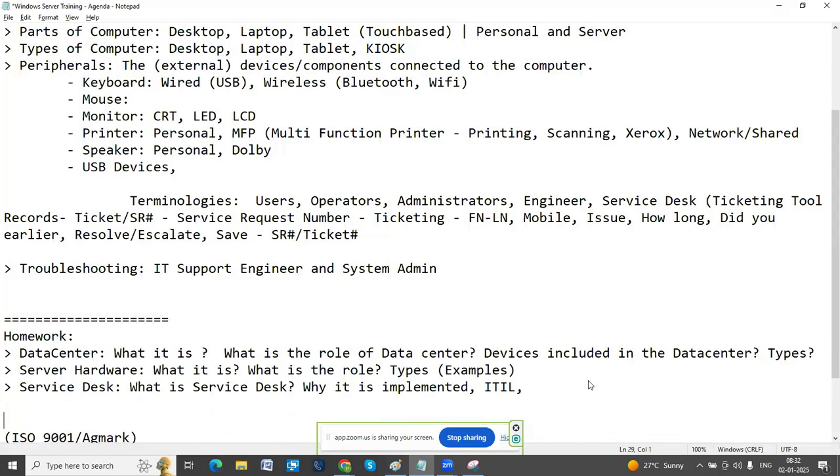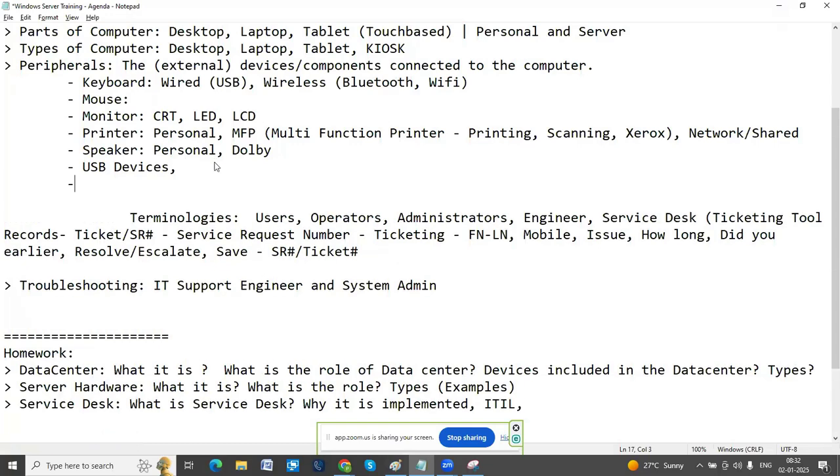So as of now, we have discussed parts of a computer, types of computers, and peripherals. Peripherals keep being added, it keeps on continuing. If I'm using a gaming computer, again there are extras.